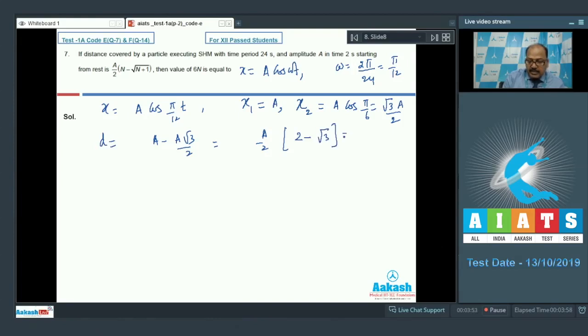Let us compare this with a by 2 into n minus under root n plus 1. It's very clear that the value of n is 2, and that means the value of 6n, which is being asked in the question, is 12. So our answer for question 7 is 12. Very simple, isn't it? Let's move on to the next question now.